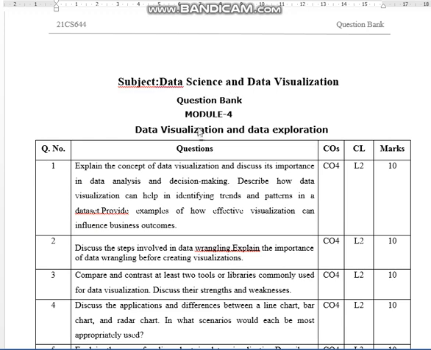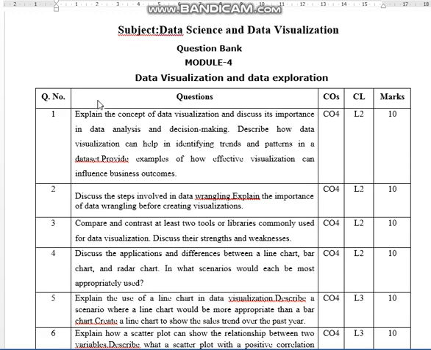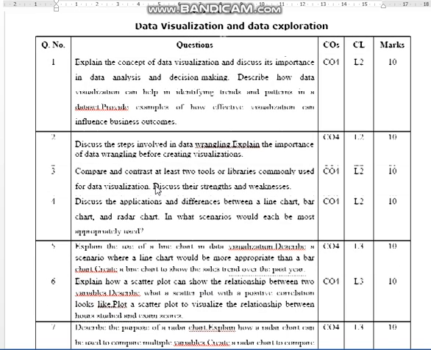Then module 5 in data science, data visualization and data exploration. So explain the concept of data visualization and discuss its importance in data analysis and decision making. So 10 marks question. Describe how data visualization can help in identifying trends and patterns in a data set. Provide examples of how effective visualization can influence business outcomes.